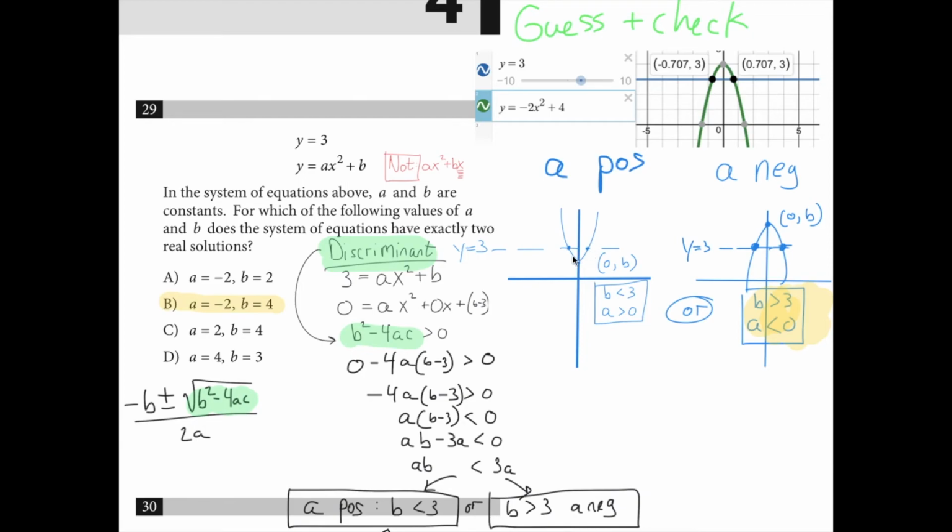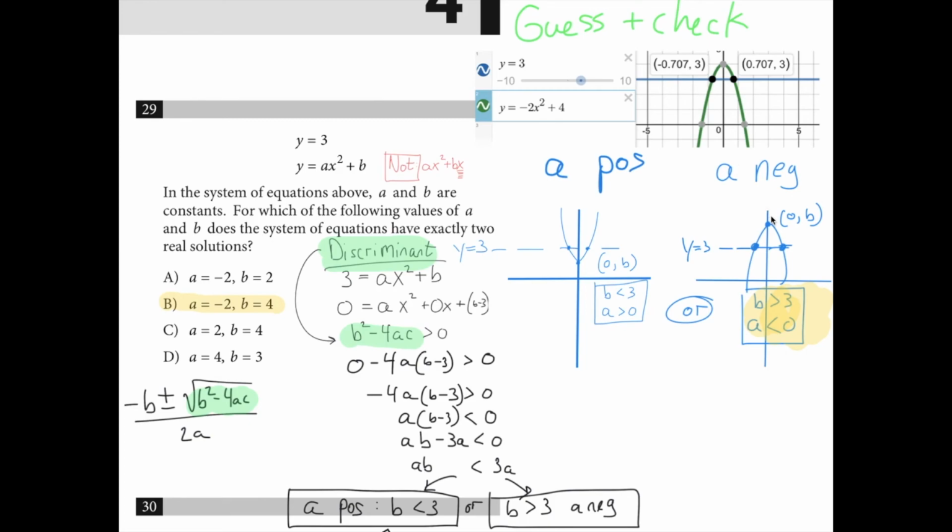An intersection of the graphs would indicate a solution of the system. So in order to create two solutions, we need two intersections. And here they are. If a is positive, you have to make sure b is not too big. Otherwise, if you move this parabola up here, then it'll go up too high, and there will be 0 intersections. So you have to make sure that you're satisfying these conditions, and none of them do. If a is greater than 0, then b is less than 3. Nope, the C or D don't satisfy this.